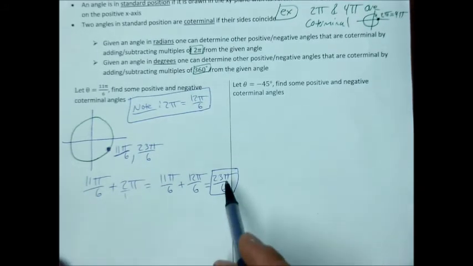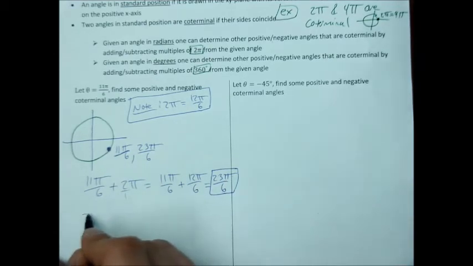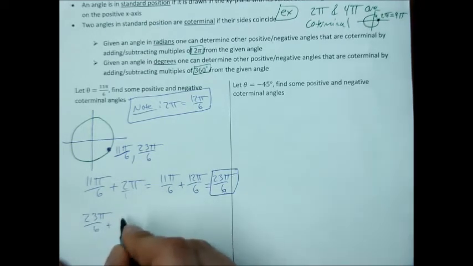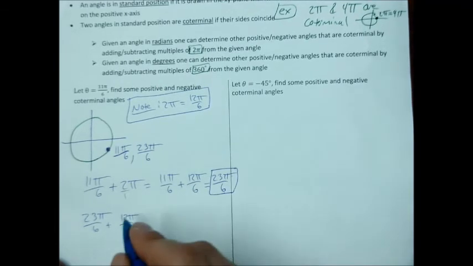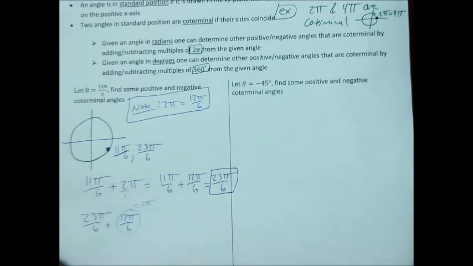Let's add another 2 pi. Let's add 2 pi to this 23 pi over 6. So let's do 23 pi over 6 plus 2 pi, which is 12 pi over 6, right? Again, just to be clear about that, I'm just adding 2 pi. That just equals 2 pi.